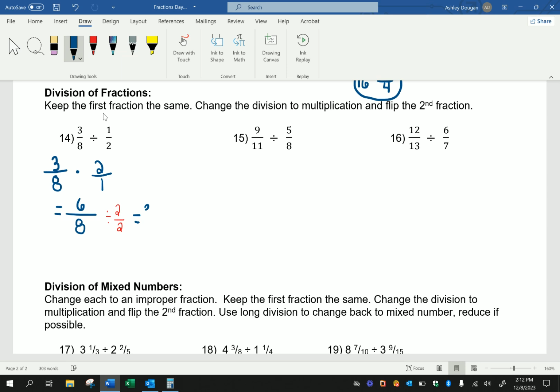And we get 3/4. It doesn't simplify anymore, and so I can keep my answer as 3/4.